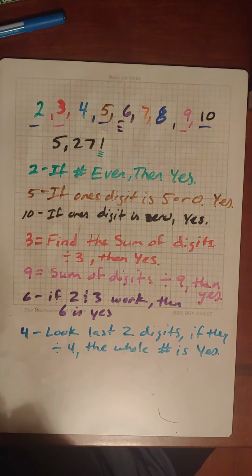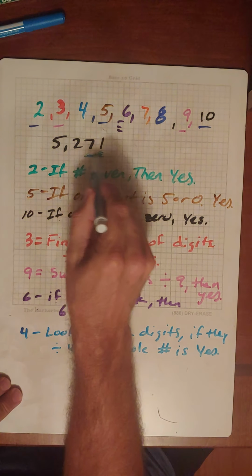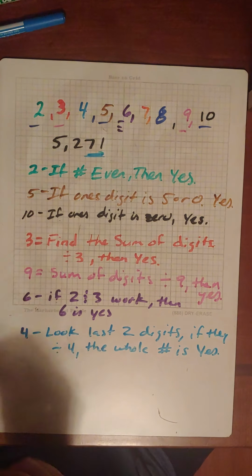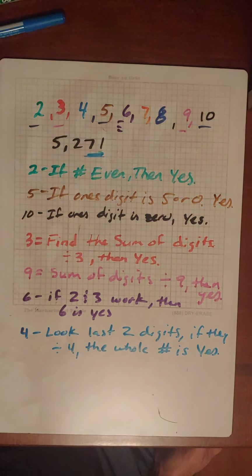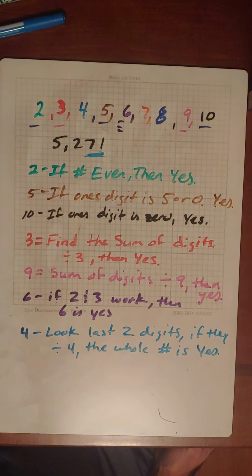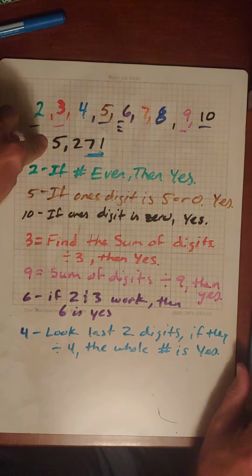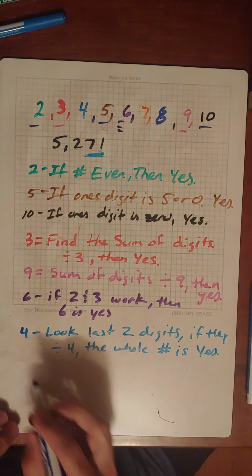Okay, so for 4, I look at the last 2 digits. That'd be 71. I'm looking at just 71 right there. If 4 divides into 71 evenly, then that means it divides this whole number evenly. Clearly it does not, right? 4 does not divide into 71 evenly. Therefore, this number is not divisible by 4. And then we have 8.